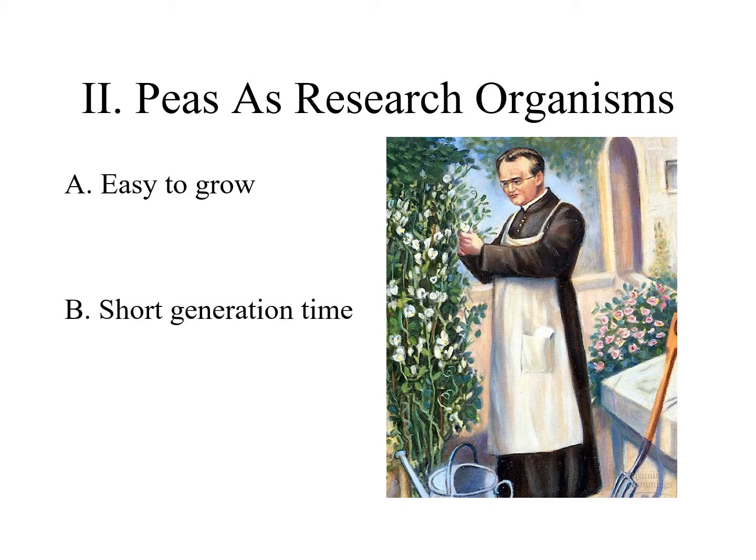A second characteristic is that they have a pretty short generation time. Peas are what you'd call a cool season crop. I just planted my peas a week ago. So they will produce 2 generations in a season, one in the spring and one in the fall.